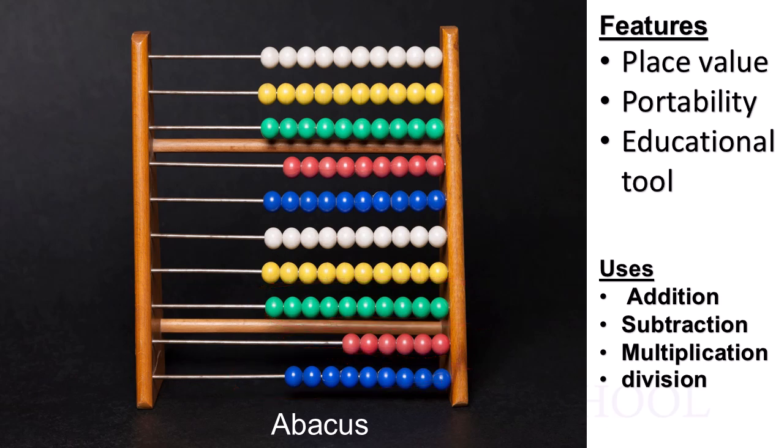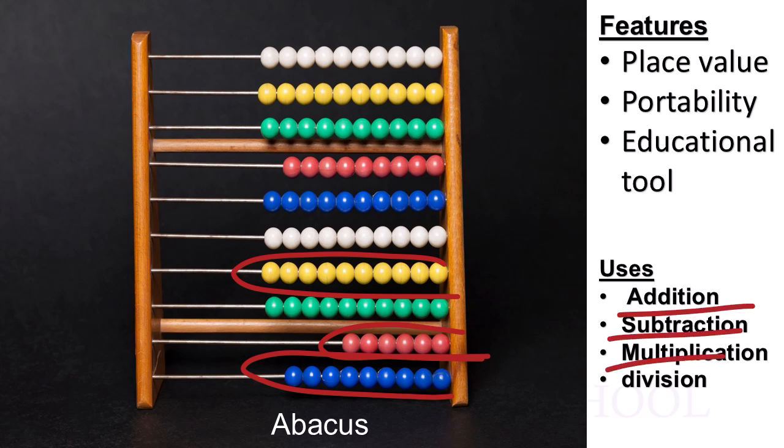For example, if this bar has only 2 beads, that means it is just 2 units, while this bar represents tens. So if we have 3 beads there, then we have 30, and so on to this bar, which represents thousands. 2 beads there represent 2000. Then using the abacus, you can do addition, subtraction, multiplication, and division, which is the use of this tool.